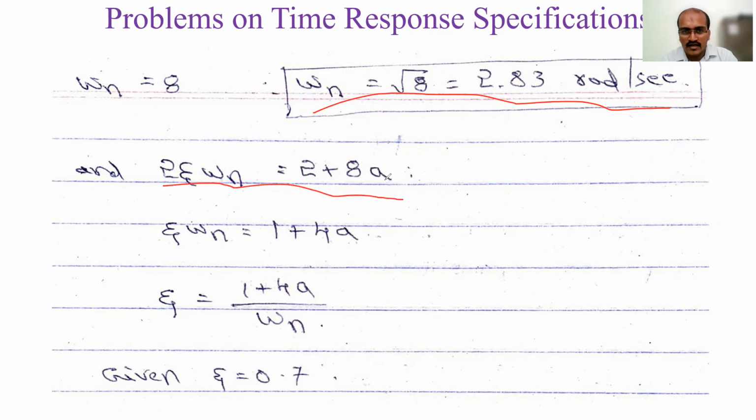So a we have to calculate in this. Zeta value is given, how much? 0.7, that we can substitute. Before that we'll write the formula for a. So zeta omega n is equal to 1 plus 4a, because 2 is common here. If you take 2 common, what will remain? 1 plus 4a, right? So the 2 cancels out on both sides. Then the zeta value is equal to (1 plus 4a) by omega n. Now omega n value is known, 2.83, and zeta value is given, 0.7. You can find out the a value. Simple, that's what we have to do.